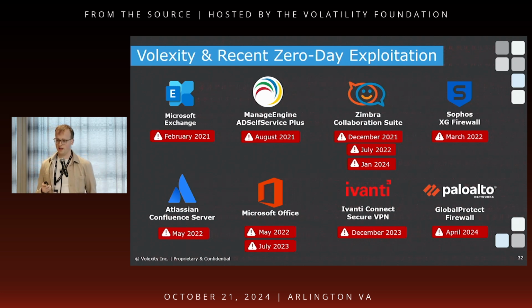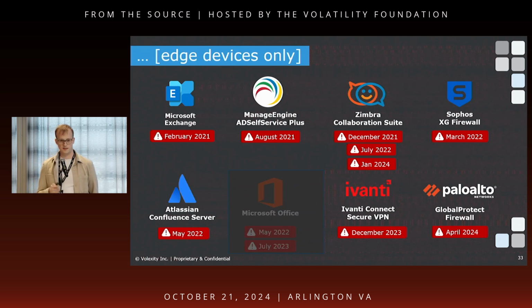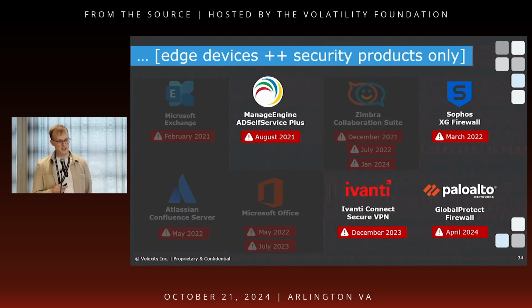But if you take away the services that are not on the edge of the network, it looks like this. You'll see that most of them sit on the edge of the network. So most of the big intrusions we're working are happening on the edge. And then, maybe surprisingly, if you take away the products that are not security products, you're still left with half of the field, which is a little concerning.